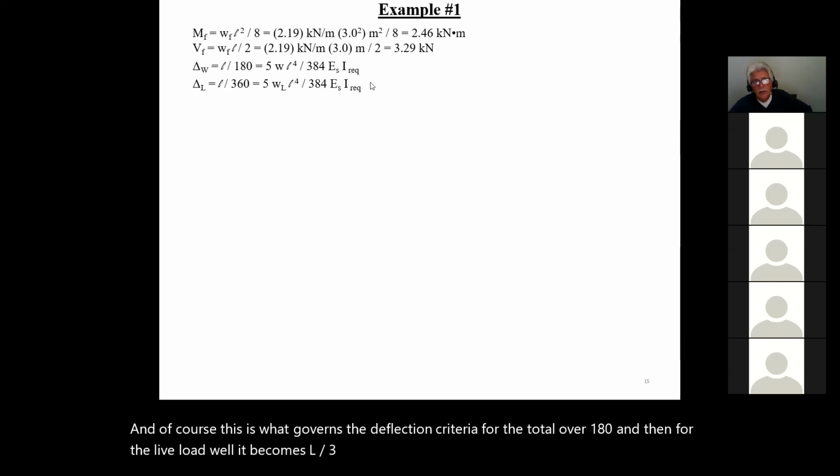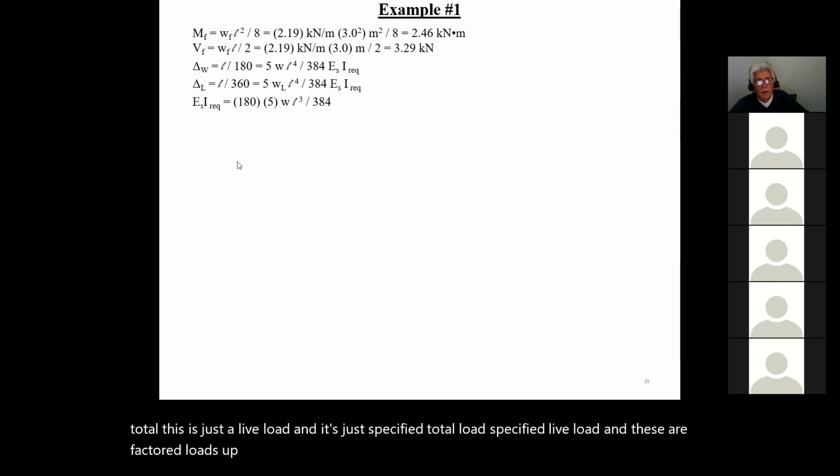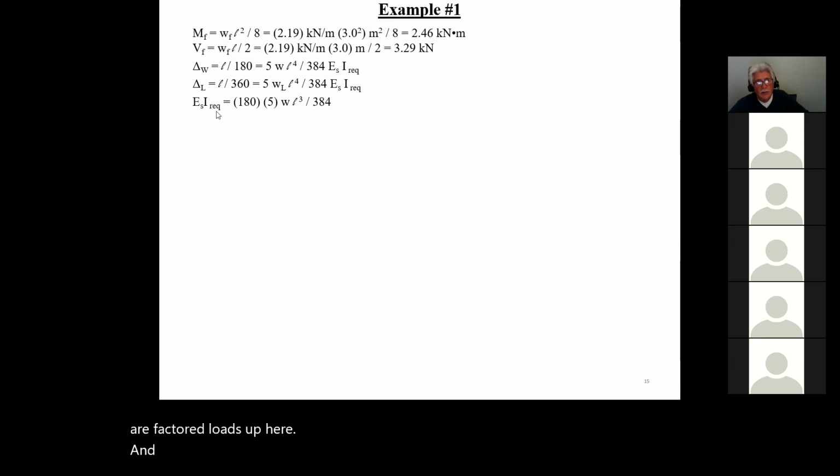And it's exactly the same equation, okay? Except this is total load, this is just live load. And it's specified total load, specified live load. And these are factored loads up here. And of course, I put EI because that's what I'm going to go look up in the table. So I put everything in terms of EI.